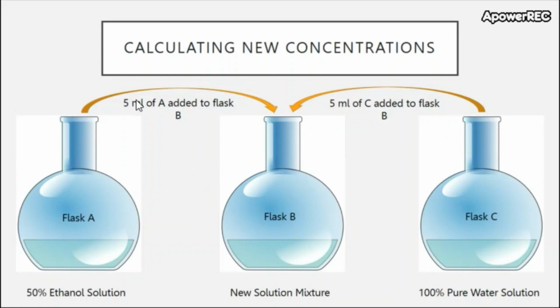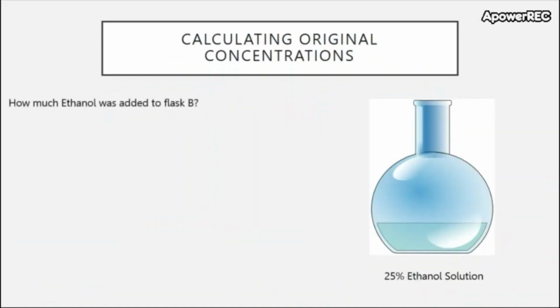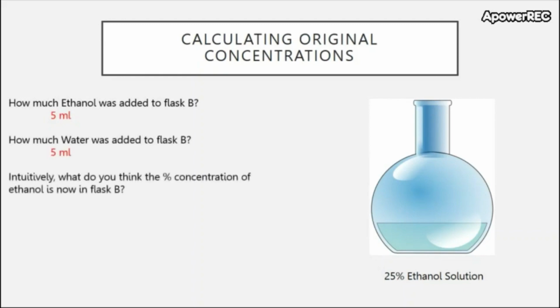Well, if you think about it, you're kind of halving the concentration of ethanol, right? You're adding half of water and half of the ethanol to it. So it should be half of whatever this concentration is, intuitively. Let's see how it plays out when we actually ask the numbers here. So how much ethanol was added to flask B? Well, 5 mils. How much water was added to flask B? 5 mils. So intuitively, what do you think the percent concentration of ethanol is now in flask B? So we went from 50%, the concentration should be 25%.